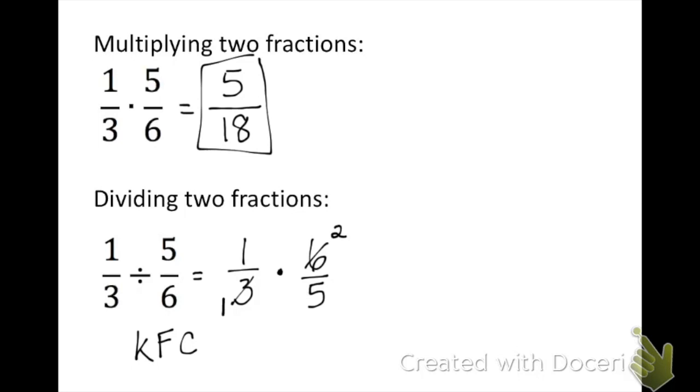So now, checking the other way, no common factor, I can just multiply across. 1 times 2 on the top, I just get 2. And on the bottom, 1 times 5 is 5.